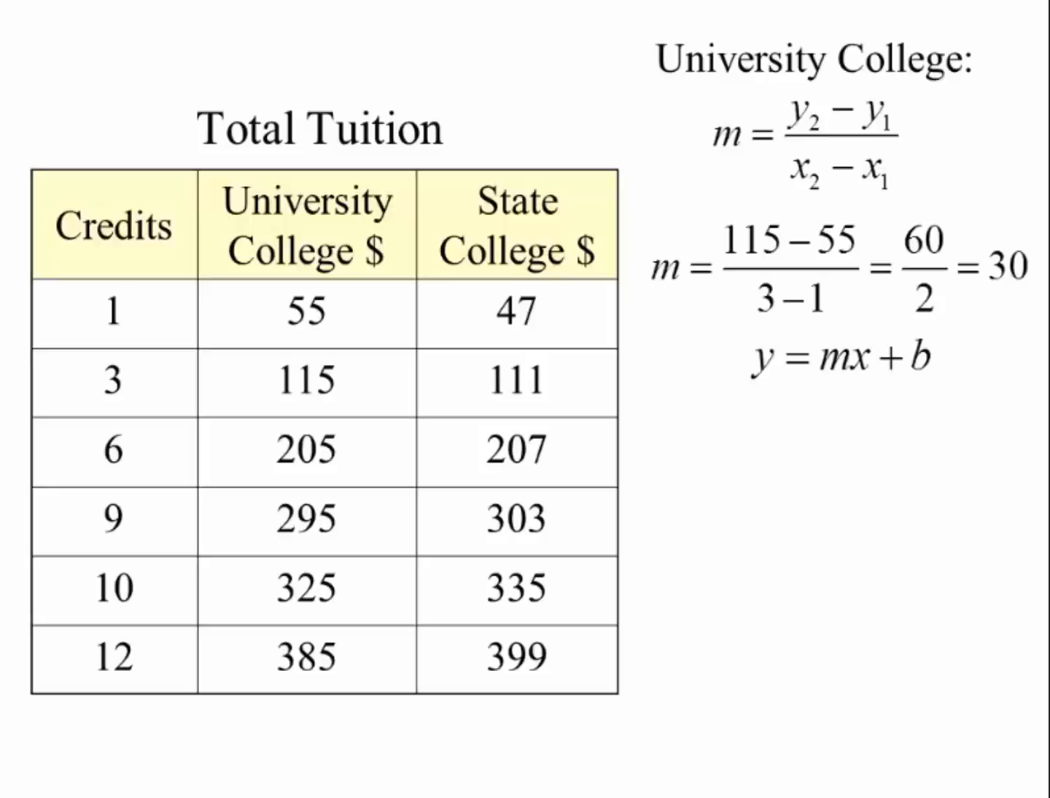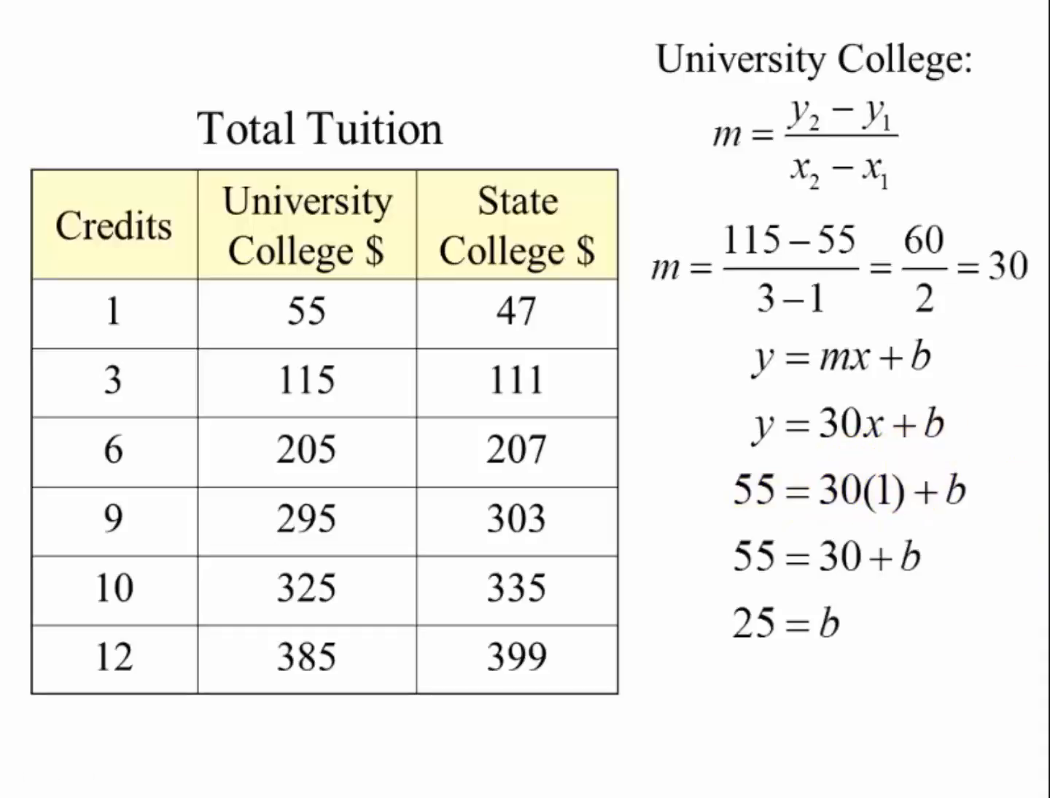Now we need to compute the y-intercept. We know that m is 30. To find b, I pick a point. I'm going to use the first point. y is 55, x, the number of credits, is 1. I multiply that by my slope, which is 30, and then I subtract that from 55, and we have b is 25. So the equation is y equals 30x plus 25, where x is the number of credits and y is the total tuition cost.